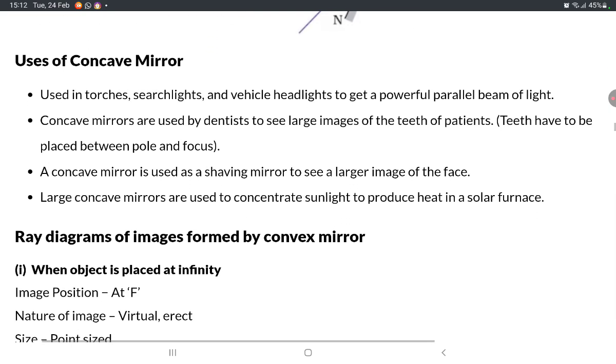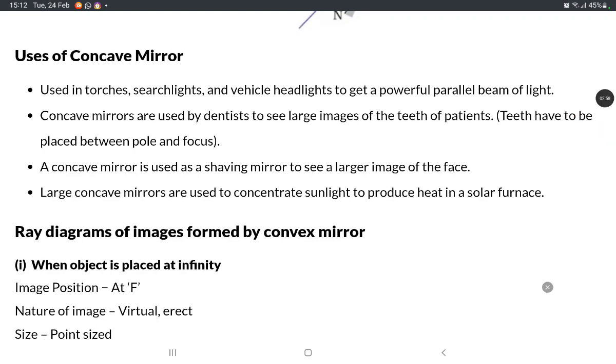Next, uses of concave mirror. Concave mirrors are used in torches, searchlights, and vehicle headlights to get a powerful parallel beam of light. Concave mirrors are used by dentists to see large images of the teeth of patients. Teeth have to be placed between pole and focus, so the teeth should be very near to the pole.